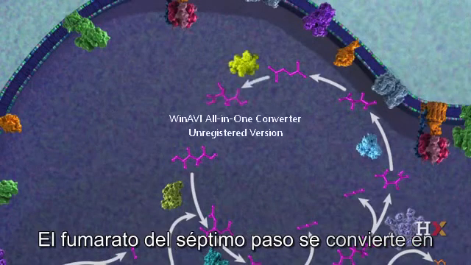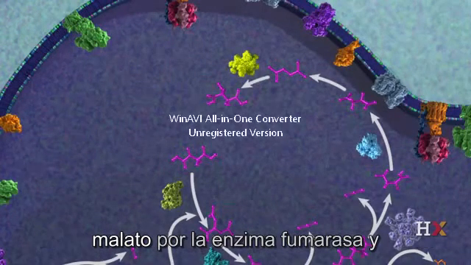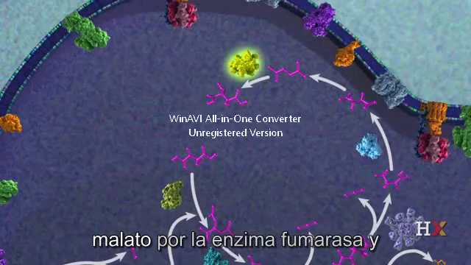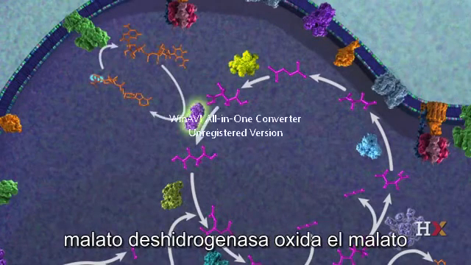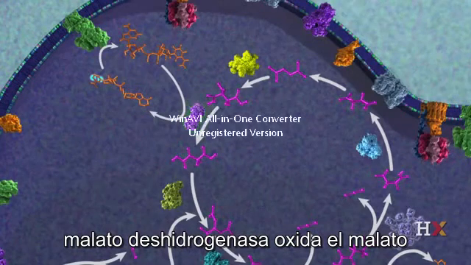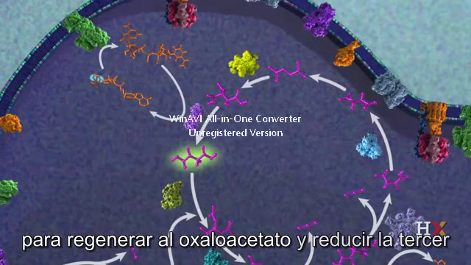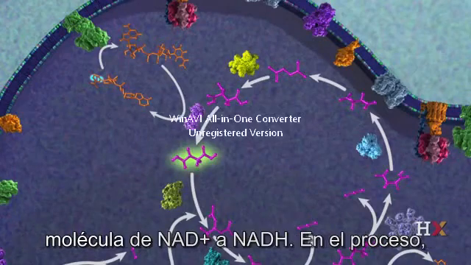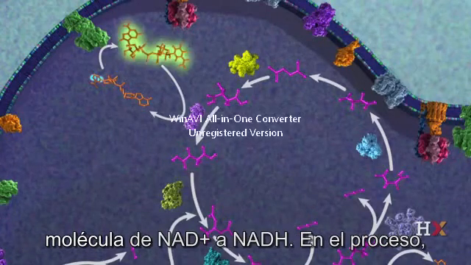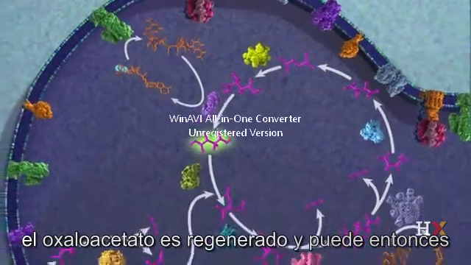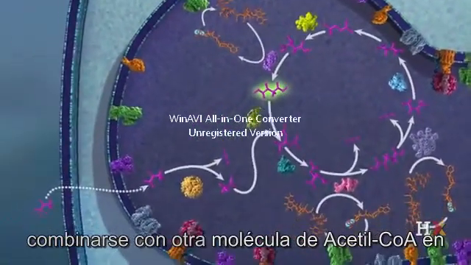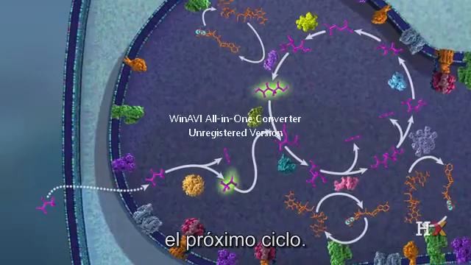In the seventh step, fumarate is converted to malate by the enzyme fumarase. And finally, in the eighth step, the enzyme malate dehydrogenase oxidizes malate to reform oxaloacetate and reduces a molecule of NAD+ to NADH in the process. This regenerated oxaloacetate can then combine with another acetyl-CoA in the next cycle.